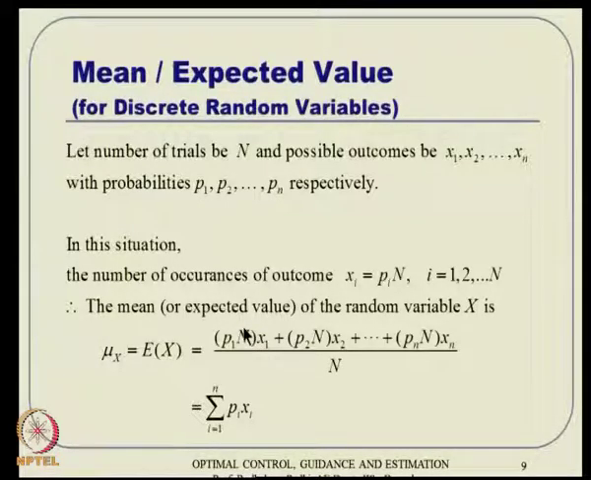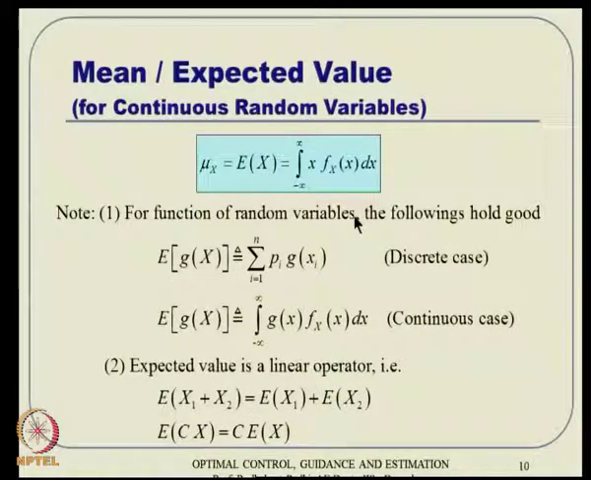This is rather easy to see, but what about continuous variables? A continuous variable is defined this way. We talk about the expected value: the expected value of x is the integral from minus infinity to plus infinity of x f of x dx. And what happens for functions of random variables? Suppose you have a random variable, but what about some sort of a function of a random variable?